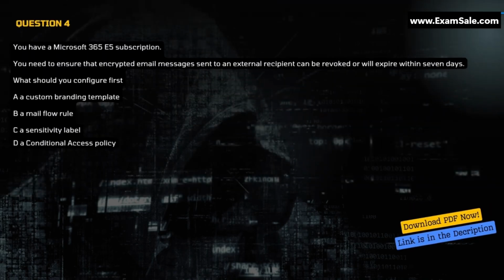Question 4. You have a Microsoft 365 E5 subscription. You need to ensure that encrypted email messages sent to an external recipient can be revoked or will expire within 7 days. What should you configure first? A. Custom branding template. B. A mail flow rule. C. A sensitivity label. D. A conditional access policy. Correct answer is A.